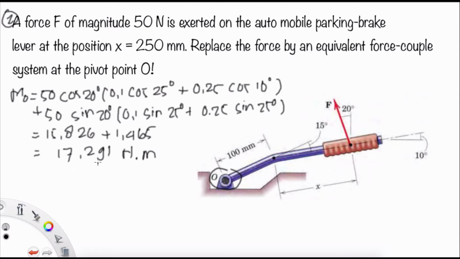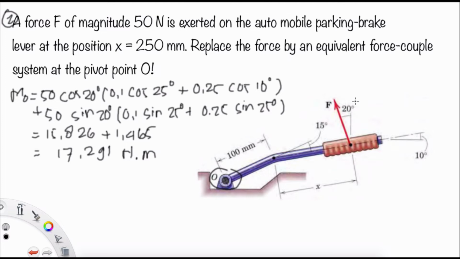By using the moment, we find the moment at the point O. The value of this is 17,291 Newton meters. By using the calculation of F times D, we have only one force here, but we have to project it in the X and Y direction because it's not in a normal direction.